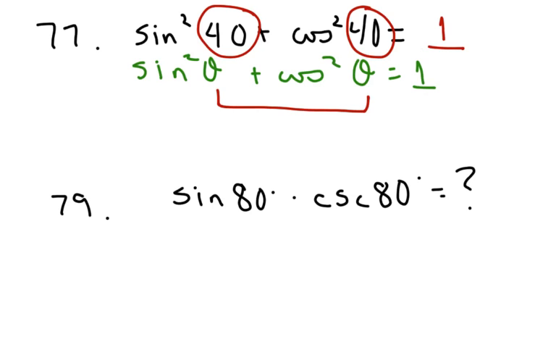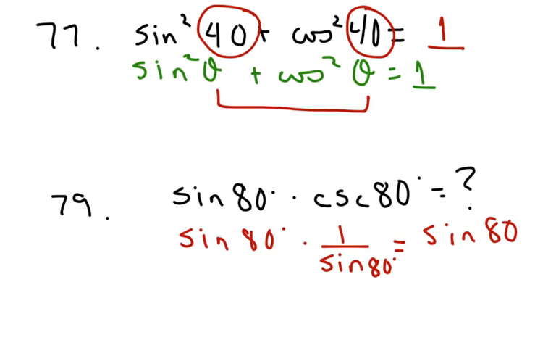Okay, we're going to use sine of 80 degrees times cosecant, and we're going to use the fact that cosecant really is just 1 over sine. That's part of your fundamental identities. So what we get is sine of 80 degrees over sine of 80 degrees, and this equals 1. And that is all.